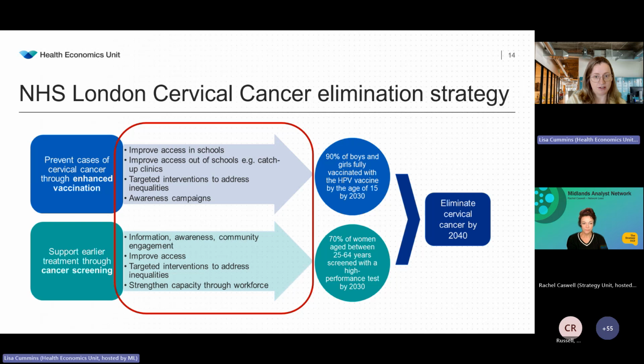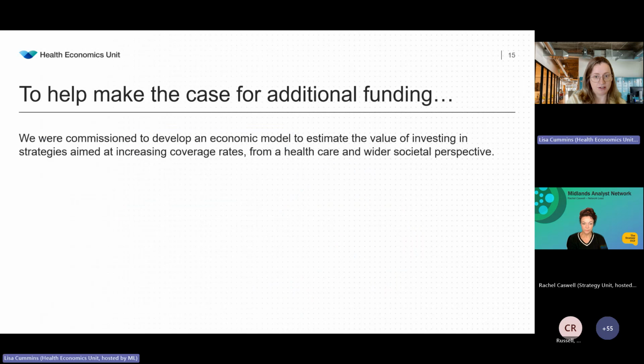So basically what NHS London wanted to do was make the case for greater funding to be able to implement these interventions. To help make the case for additional funding, we were commissioned to develop an economic model to estimate the value of investing in these strategies to increase the coverage rates from a healthcare and wider societal perspective.